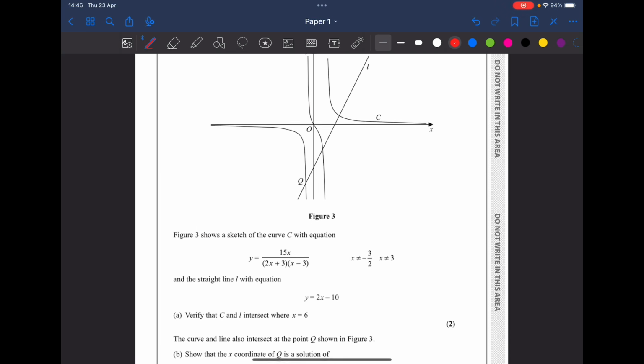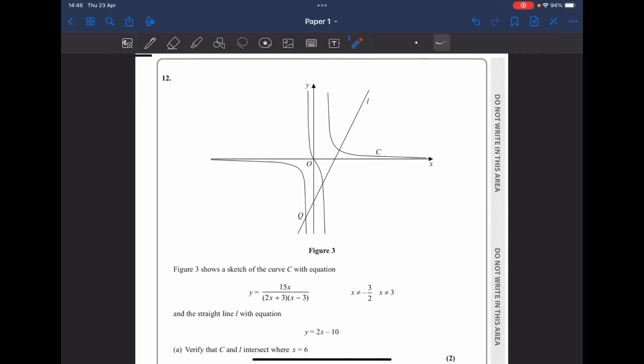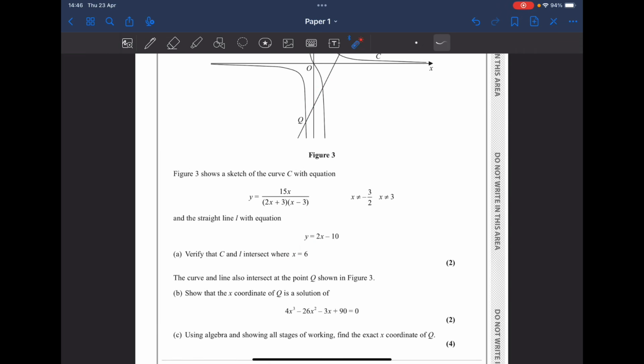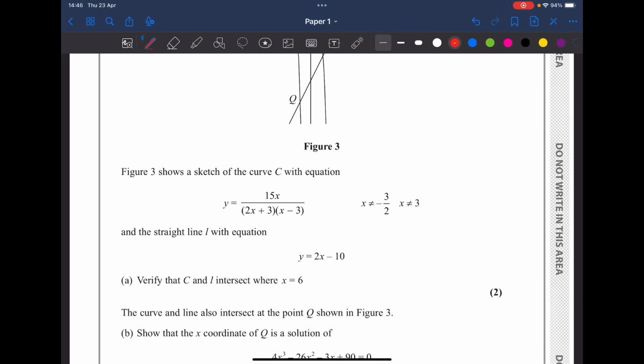We've got something horrible. We've got this curve with a straight line. Where's that straight line? Over here. That's 2x minus 10, blah, blah, blah. So verify that they intersect where x is 6. Okay. To do that, they have the same x coordinate of 6. They have the same y coordinate. If they do, they intersect.